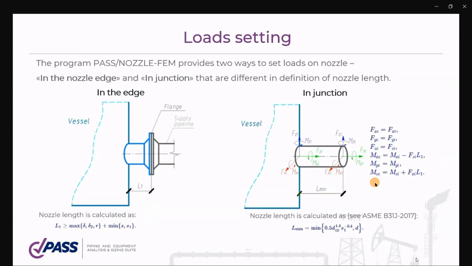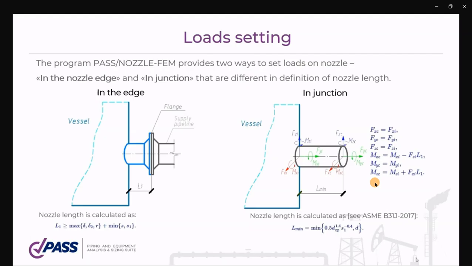Load setting. The program provides two ways to set loads on the nozzle: the nozzle edge and in junction. In the edge, a typical case is when the nozzle and supply pipelines are connected by flange. In this case, the design scheme, including the supply pipelines, ends on the flange connection, and the design loads on the nozzle are obtained at this point. Junction is a case when the supply pipeline ends at the place of junction into the shell. In this case, the design scheme, including the supply pipelines, usually ends on the outer surface of the shell, and the design loads on the nozzle are obtained at this point.